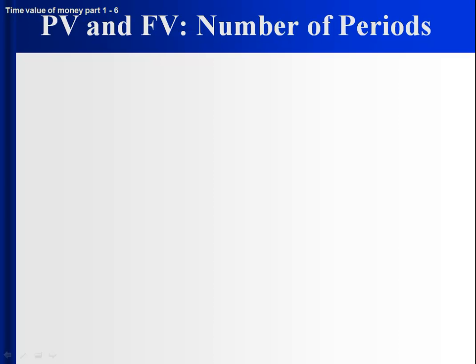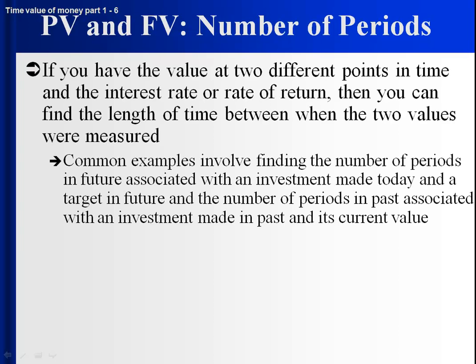Another situation that we often have is where we have two values. We have the rate, and we want to find the number of periods between those two values. So a common example: suppose you're going to make some investment today, or you have a certain amount of money today, and you have a target in the future, a savings target. You know what rate you can earn, and you want to know how many periods it will be before you hit your target.